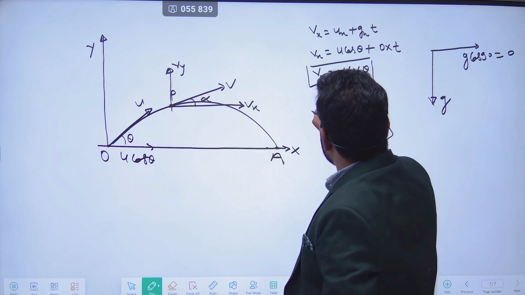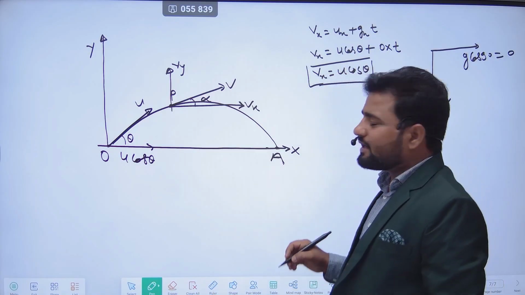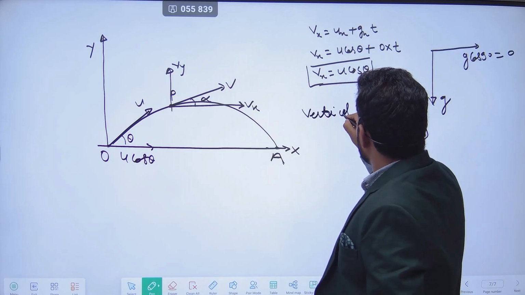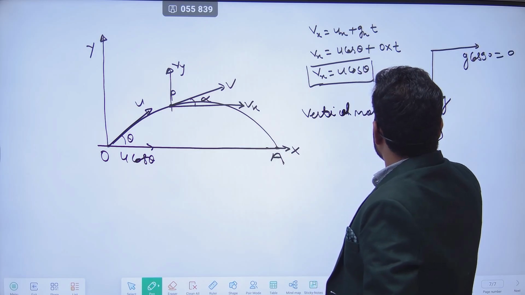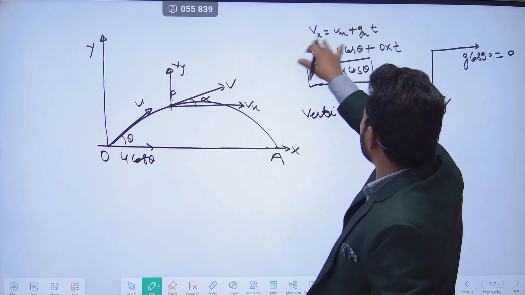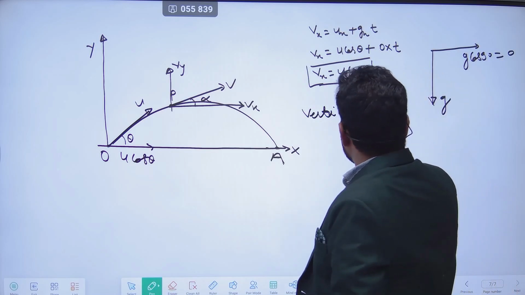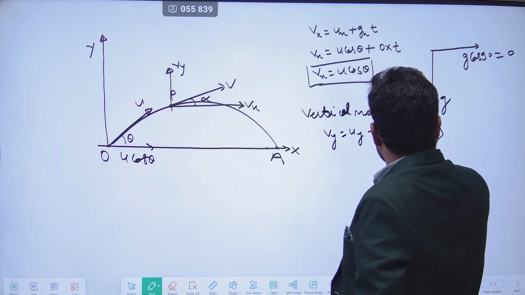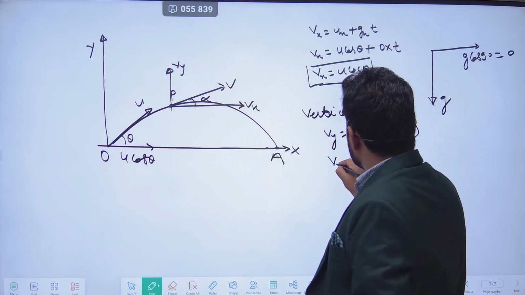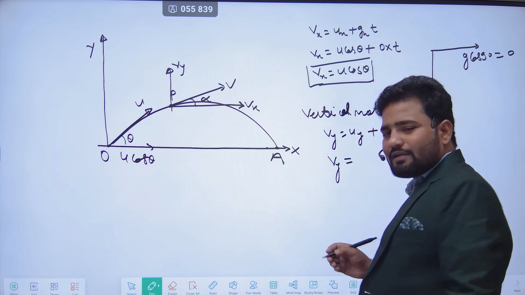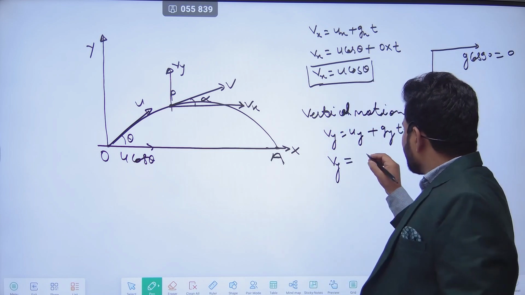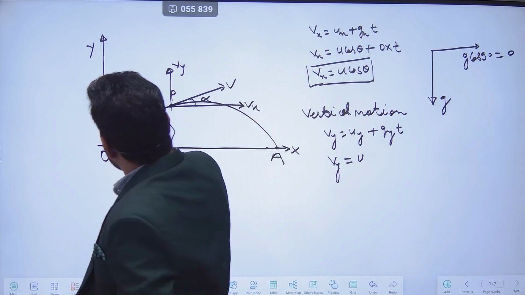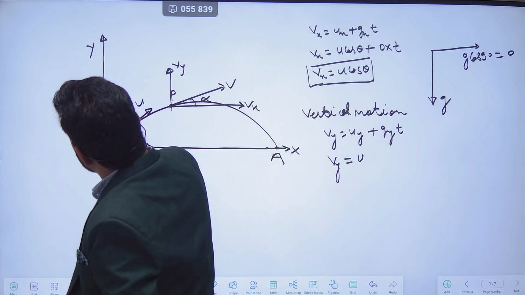So here we are considering the vertical motion. Here we have considered horizontal motion. From here, Vy is equal to Uy plus gy into t. What about the Vy? Vy is the vertical component of velocity at any general position. Here Uy is the vertical component of initial velocity in y direction, that is u sine theta.